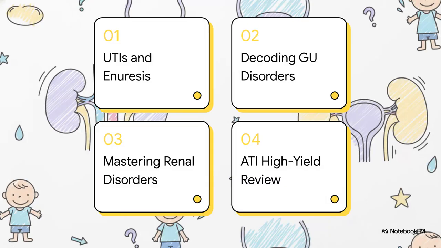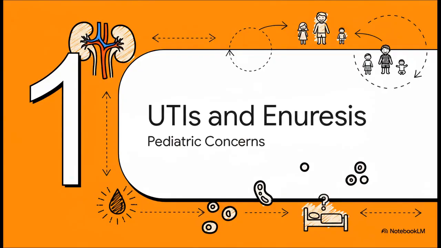So here's our game plan. First, we're going to tackle the basics, UTIs and enuresis. Then, we'll dive into some of those tricky structural disorders. After that, we'll really focus on mastering the 3 big renal diseases you are almost guaranteed to see. And we'll wrap it all up with a super fast, high-yield review. Ready? Let's do this. All right, first up, UTIs and enuresis.